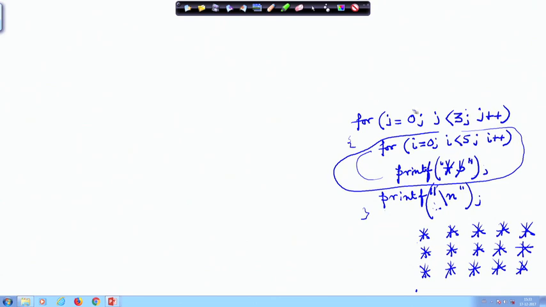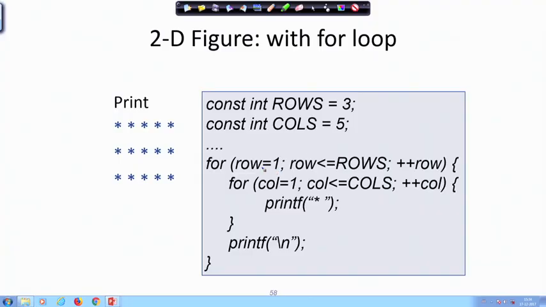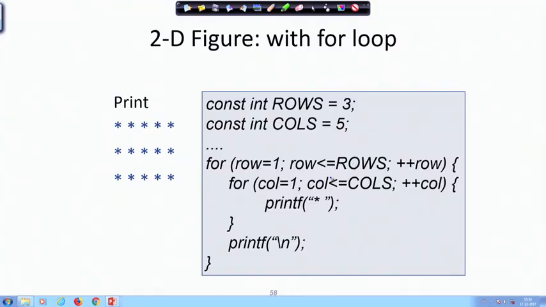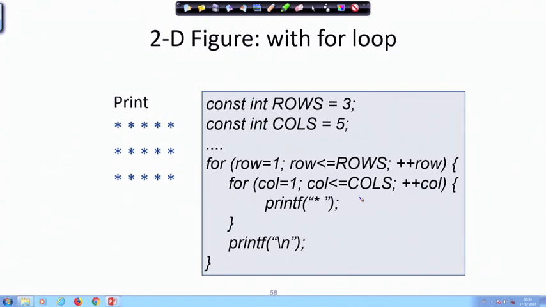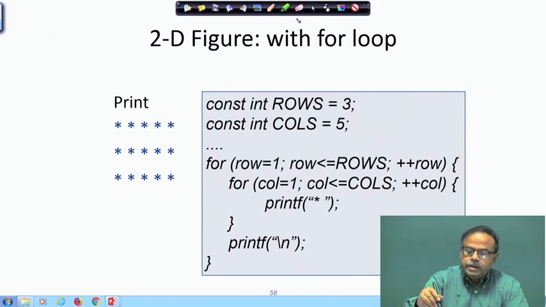Why? Because I started my index with 0, and here I am starting my index with 1. All right. So, you should be very careful, and you should always hand trace your program and see whether you have done it correctly if there is a little bit of confusion, because this is very important, and you should be very careful about it. Okay. So, the same thing that I had shown is written again here.